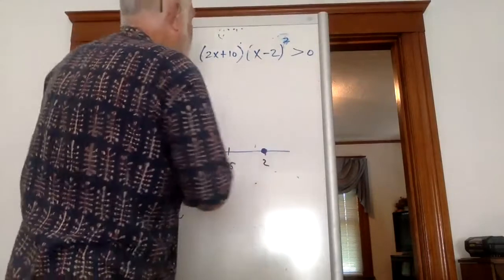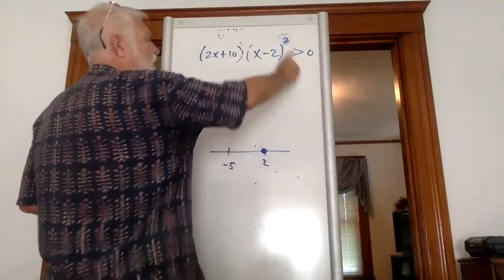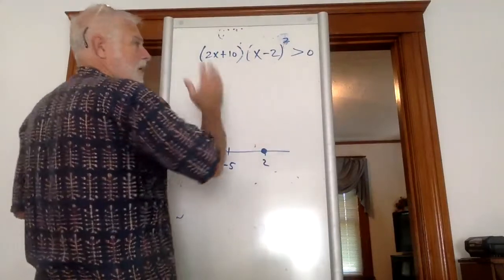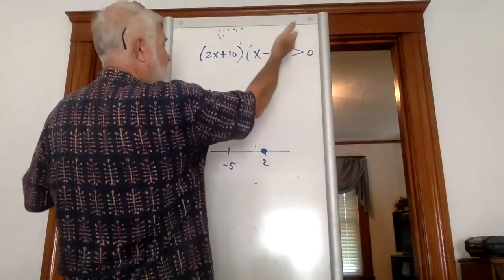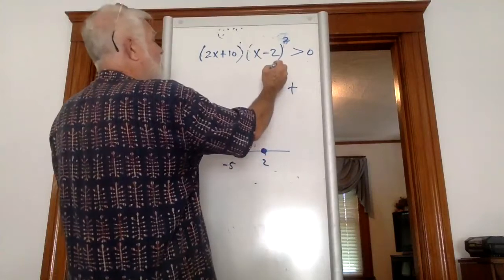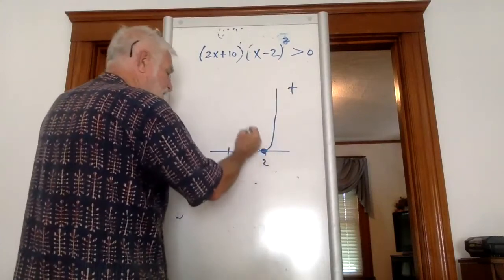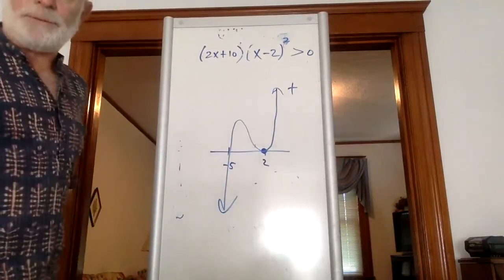All right, so I look at this and I go, okay, the biggest number is 2, so I'll pick a number bigger than 2, and I know I don't have a sign change there. So I'll pick 10. 10 minus 2 is 8, 8 squared is positive. So therefore, this thing is going to positive infinity. And I will graph backwards now. No sign change, sign change. There we go. So there's the graph, the general shape of this curve.